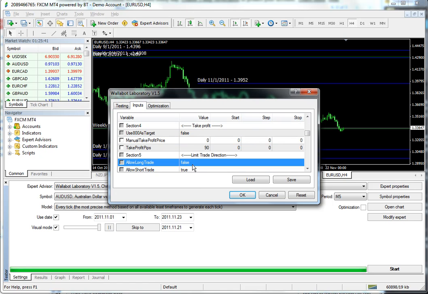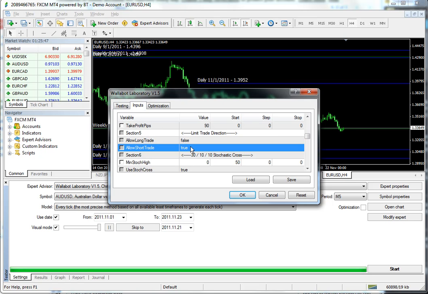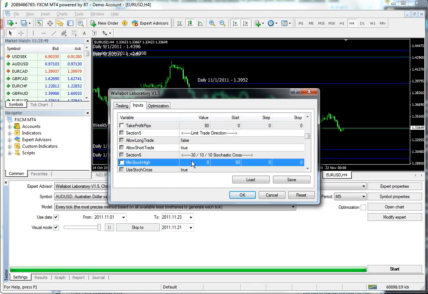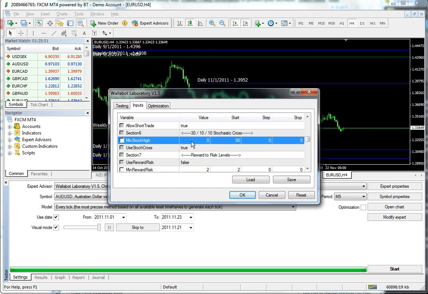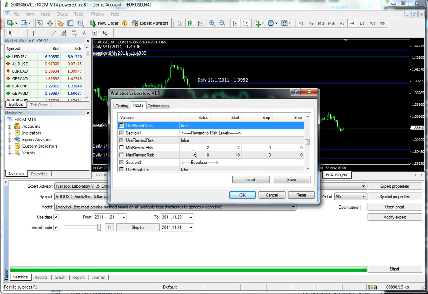Now, if I've done that, I also want to make sure that I choose to make long trades false so that it doesn't take any buy trades, and it can only take sell trades. And I'm going to set the minimum stochastic high to 0. That means it won't use the stochastic setting at all, and it will take more trades. Otherwise it needs a stochastic cross, or it won't know to take any trades.